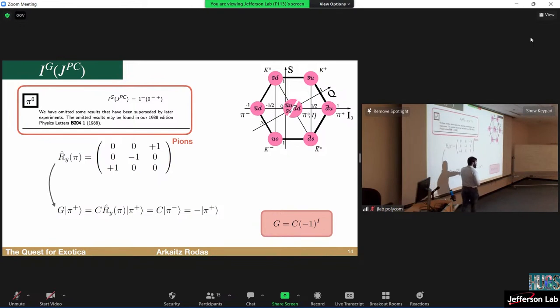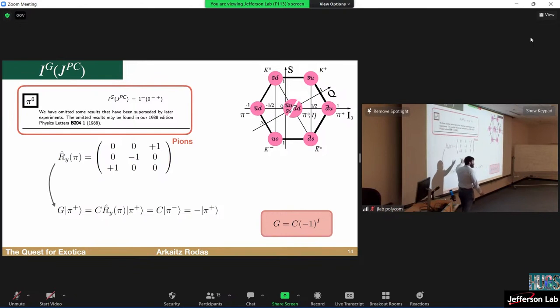It goes from pi minus, right? We flip the sign of the third component of isospin. So we went from +1 to -1. This is the pi minus. And then if we act with the charge conjugation operator on the pi minus, it is minus the pi plus, with the usual convention of the charge operator. So we got a -1 sign, which is the one here.